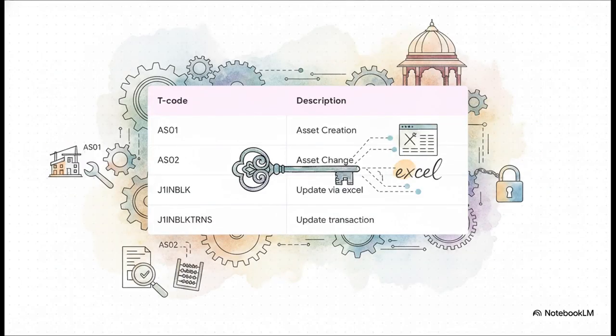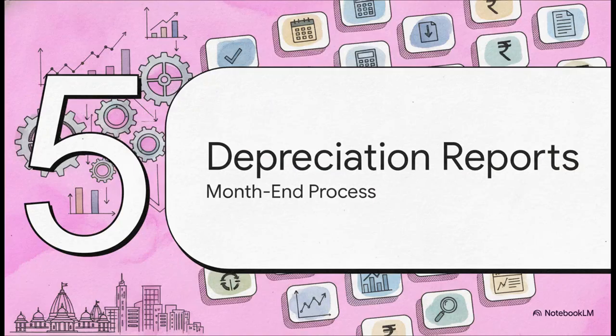Now, while recent S/4HANA versions have shifted heavily toward intuitive, web-based Fiori apps for daily tasks, these underlying transaction codes remain the absolute backbone for specialized localization. You have AS01 and AS02 for basic creation and assignment, but the real power? That comes from the localized J1I series codes. These are your go-to commands for updating opening values via Excel, assigning blocks, and managing any manual master data adjustments mandated by auditors.